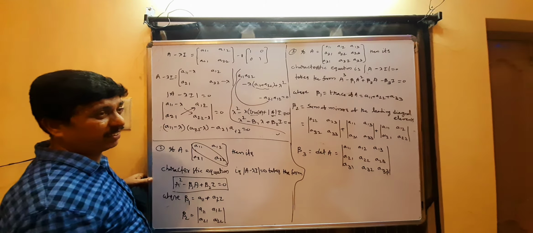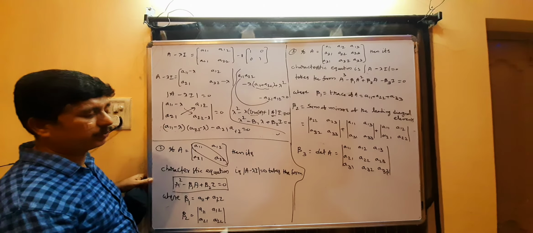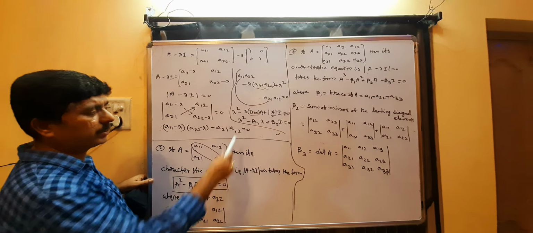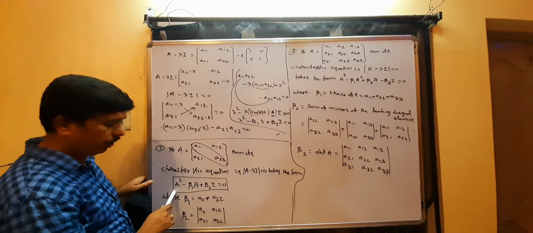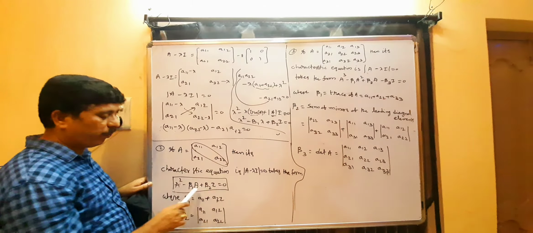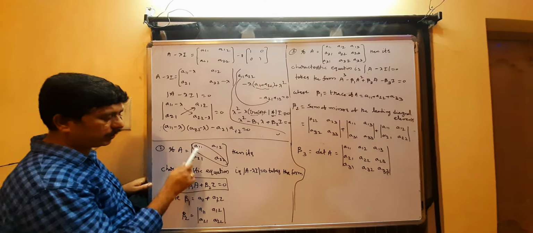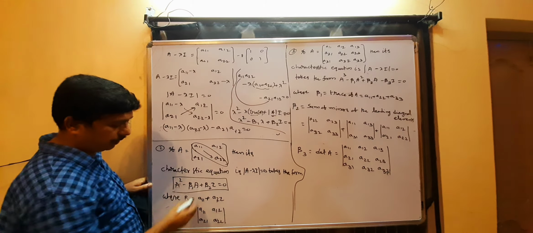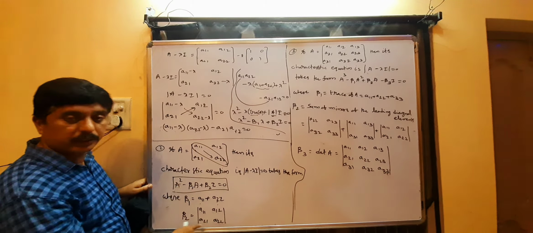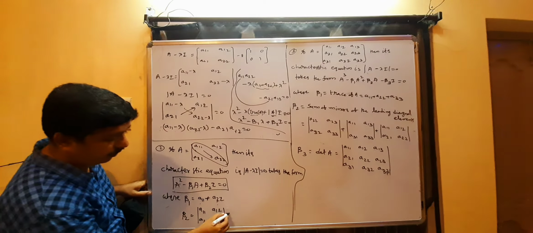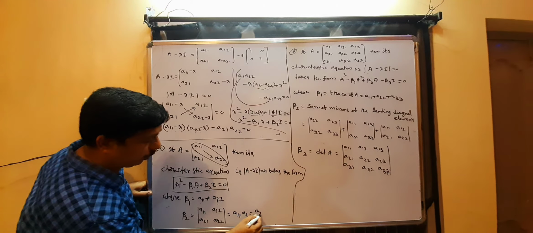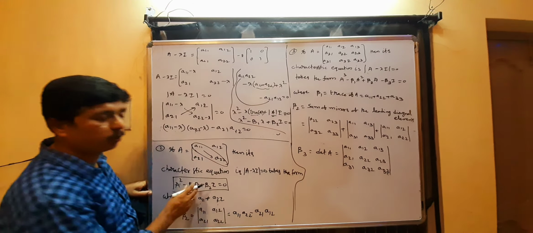Every square matrix satisfies its characteristic equation. In place of lambda you substitute A: A square minus beta 1 into A plus beta 2 into I equal to 0, where beta 1 is the trace of the matrix, meaning the sum of diagonal elements. Beta 2 is the determinant of the given matrix, which we get as A11 A22 minus A21 A12. This is for 2 by 2.